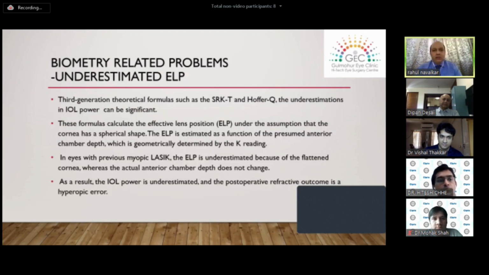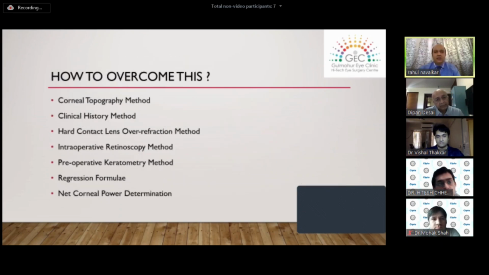So, as Dr. Desai was mentioning, the effective lens position, which is a very important aspect of all the newer formulae, is affected with these. It's very crucial for the newer formulae, and that is changed, especially in myopic LASIK. It's underestimated because of the flattened cornea. Because it assumes that as the cornea is flattened, the anterior chamber depth has also changed, but it has not. And so it underestimates the effective lens position. As a result, the entire IOL power itself is underestimated and the post-refractive outcome is a hyperopic error. So how does one overcome this? Now, there are various methods described.